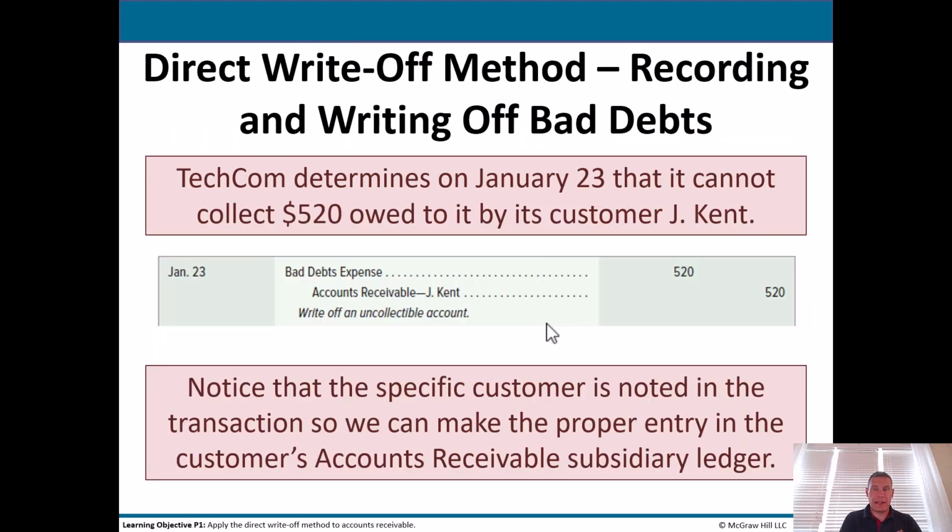So recording and writing off bad debts. Techcom determines on January 23rd that it cannot collect 520 owed to it by its customer J Kent. So they're just going to record, okay, we're not going to get this 520, so we're going to debit or increase bad debts expense. And then they are going to credit or decrease the accounts receivable for this individual, J Kent. Why? Because we're not going to get it, right? May as well remove it. And it says, notice that the specific customer is noted in the transaction, so we can make the proper entry in the customer's accounts receivable subsidiary ledger.